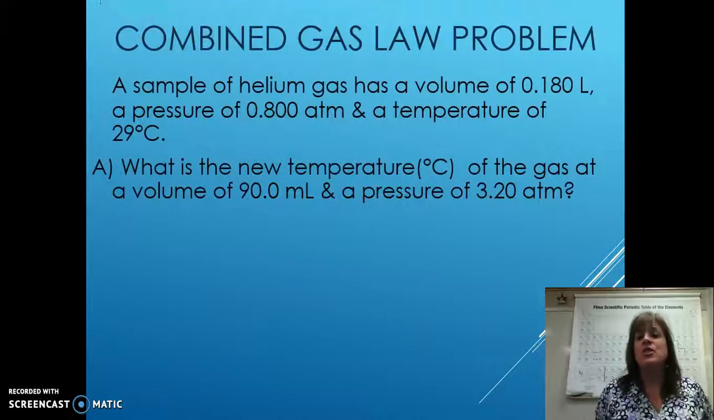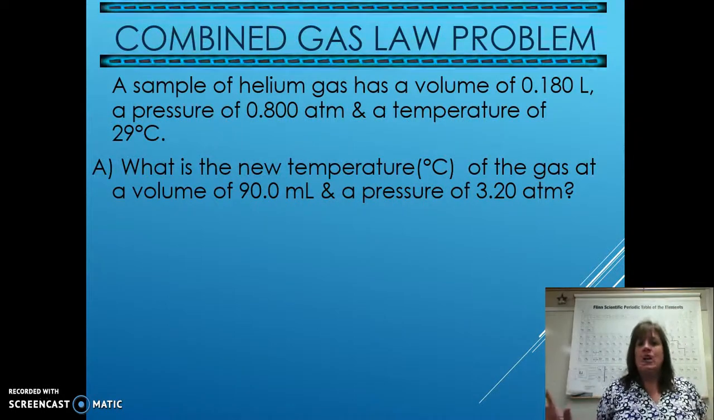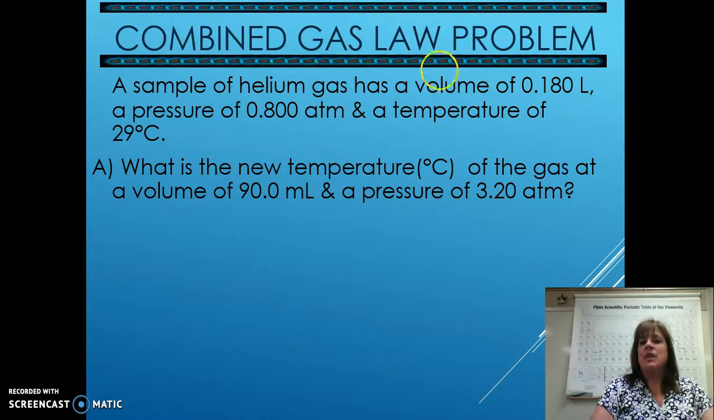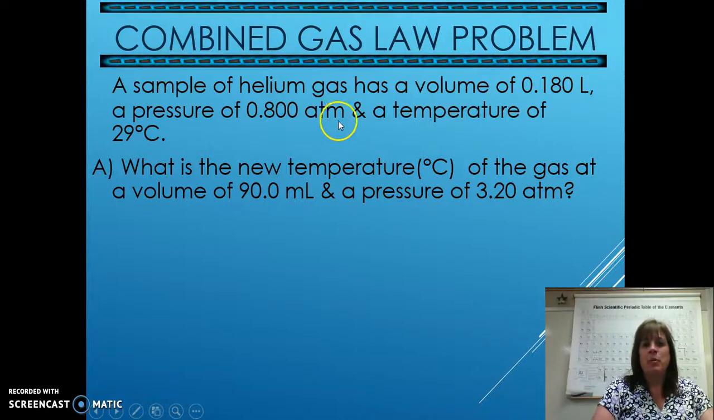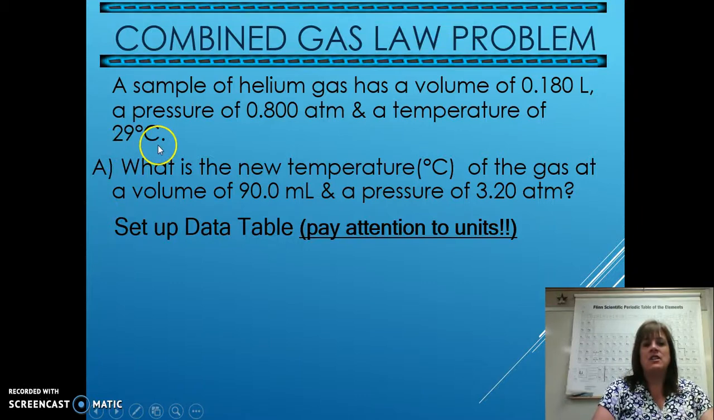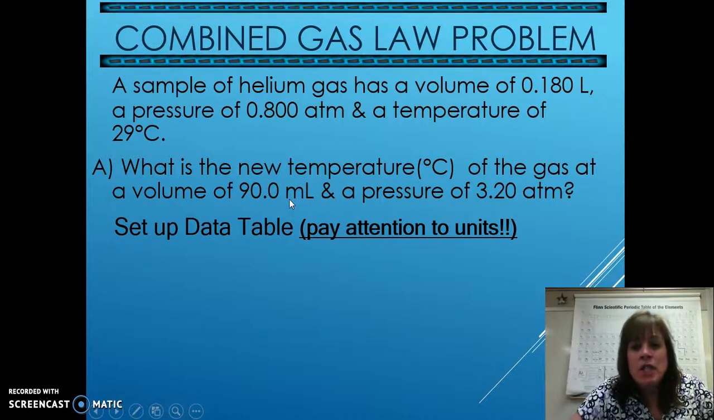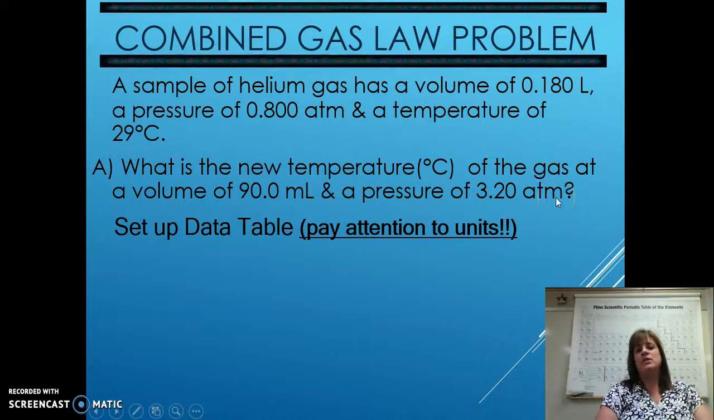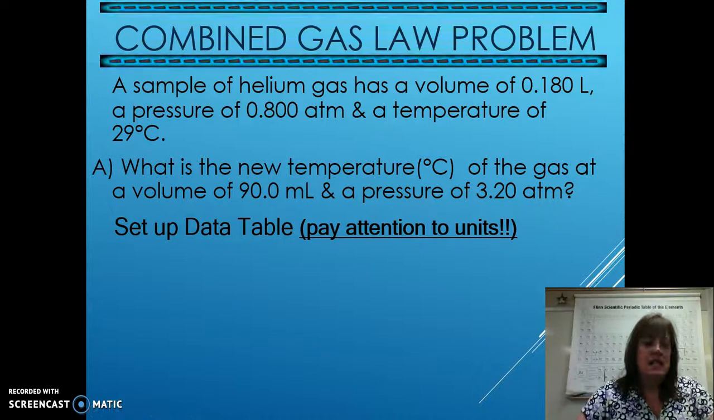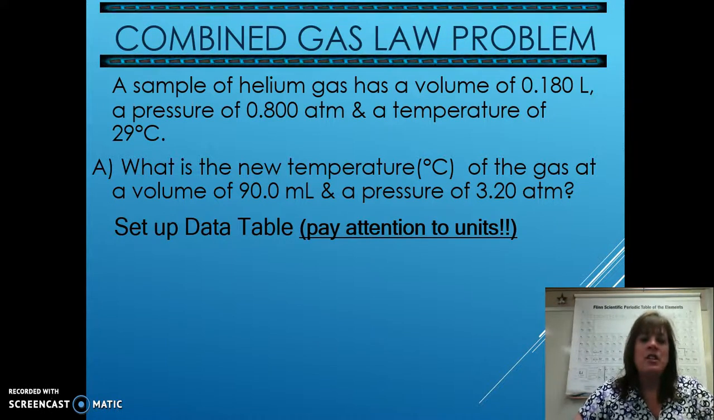All right, we're going to try 2 combined gas law problems. So our initial conditions in this is we have a volume of 0.18 liters, a pressure of 0.8 atmospheres, and a temperature of 29 degrees Celsius. I want to know what the new temperature is at 90 milliliters and a pressure of 3.2 atmospheres. So we're going to set up our data table, but I want you to pay attention to the units. The units have to be the same on both sides.